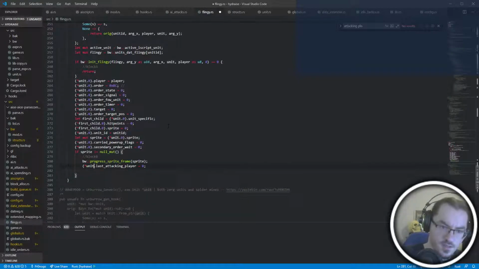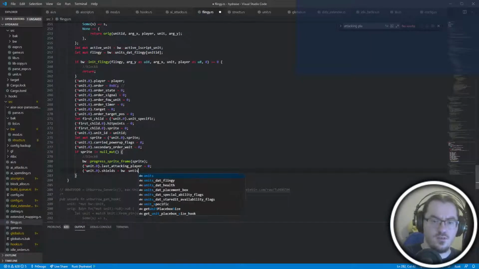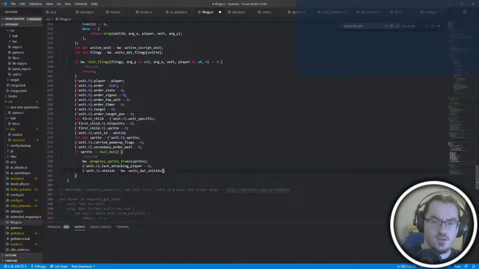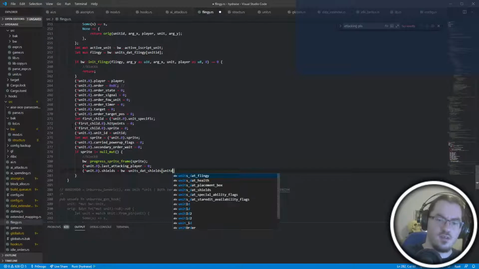And it has to be like this. 0. And then we have shields equals, and this is brood war units dot shields. And the unit ID.